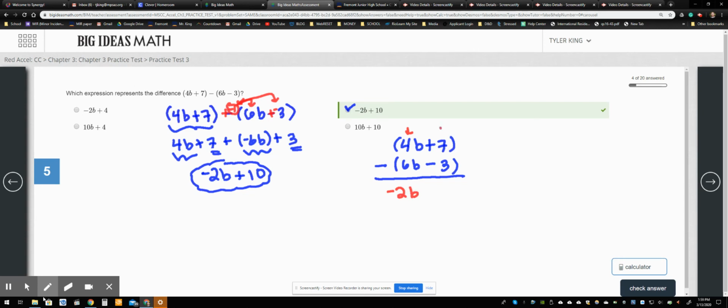Okay, then we have 7 minus negative 3. So 7 minus negative 3, right? 7 minus negative 3. Well, this becomes 7 plus 3, which is equal to 10. So I end up with plus 10. So I have this negative 2b plus 10. This is a vertical way of doing this.